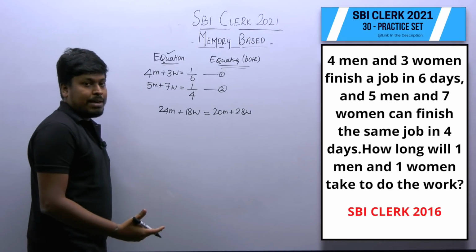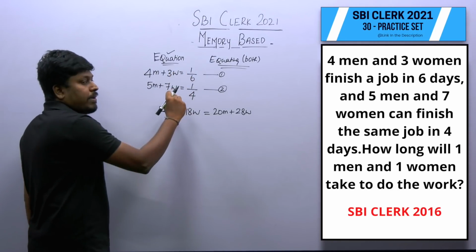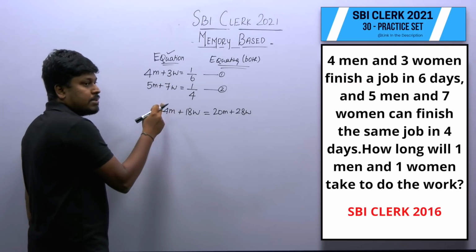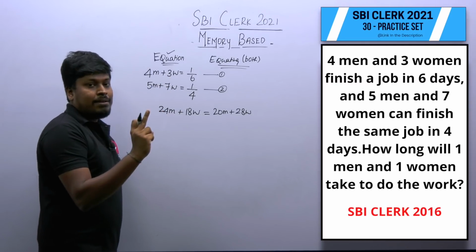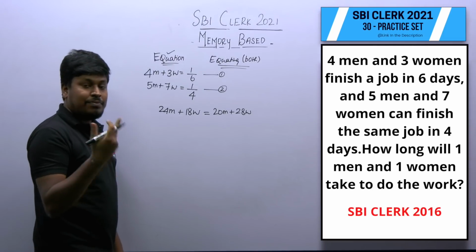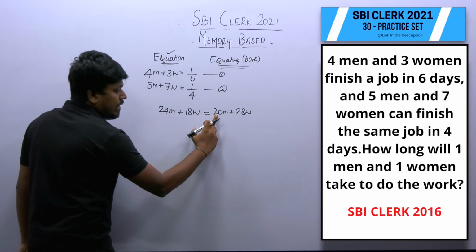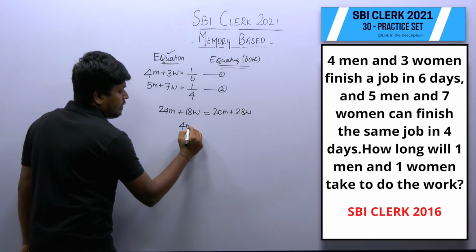So got it how I am writing, right? I am just equating both the equations by multiplying 6 with both the numbers, and multiplying 4 with both the numbers. I can find 1 man is equal to how many women. If you find that, solving the question will be very simple. Just see 24 men, 20 men. So the resultant will be 4 men. Got it?